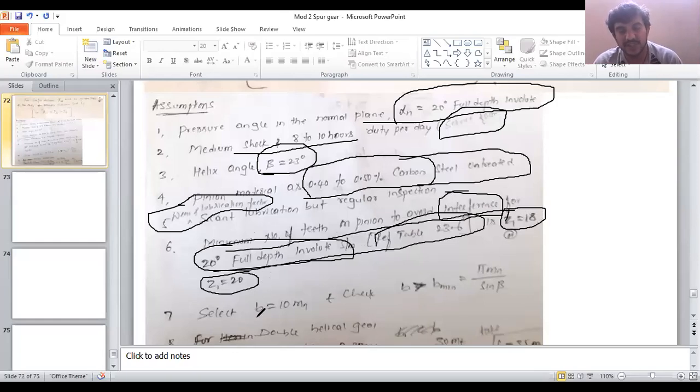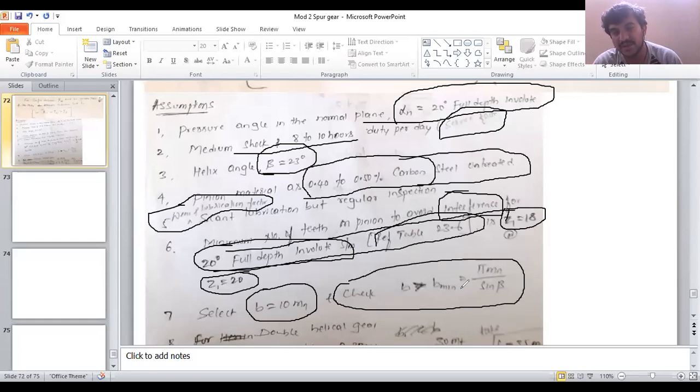Next, the fourth assumption: the face width we should consider is 10 times the normal module. Once you determine the normal module and then the face width, you should check that the face width is greater than the minimum value. What is the minimum value? It is 5 times mn by sin beta.